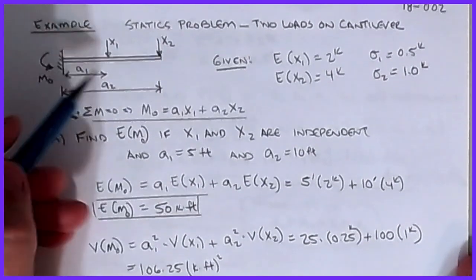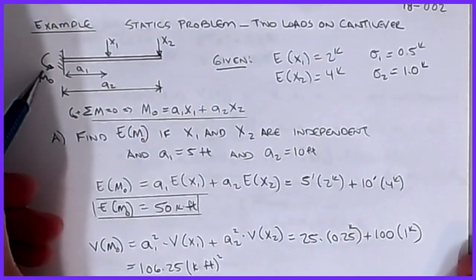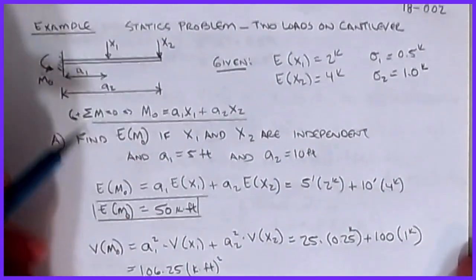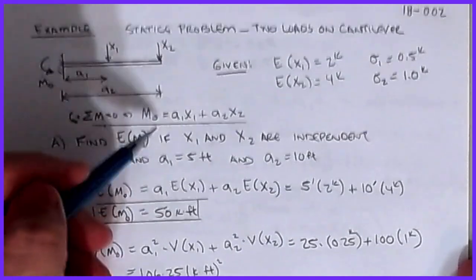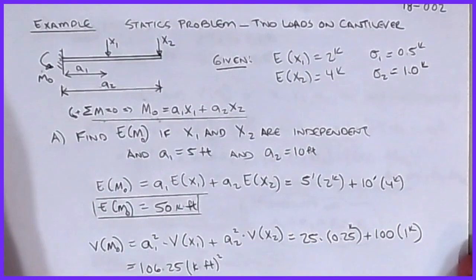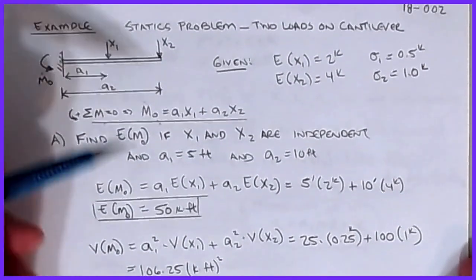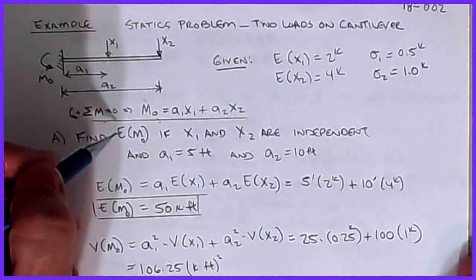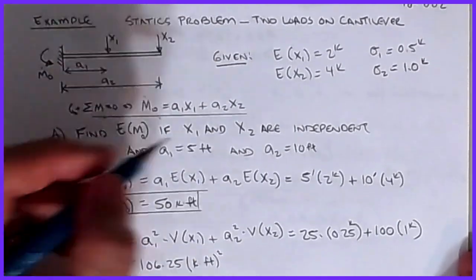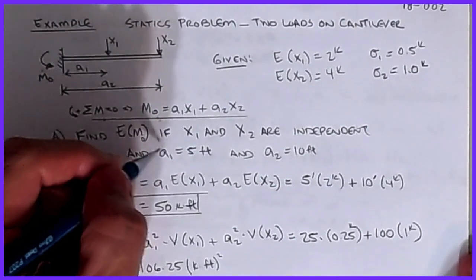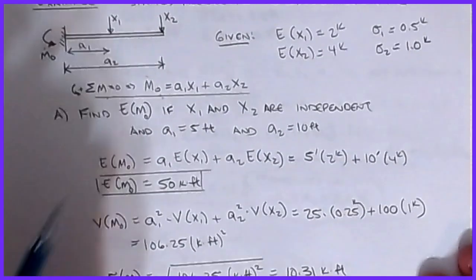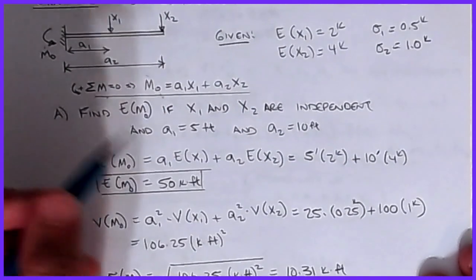Now our linear combination is going to be the value of this moment. If you remember, when we sum moments here, it was a1 times x1 plus a2 times x2. So that's my moment, and that takes on the form of my linear combination. So this is now my random variable y, this M naught. Just for good measure, let's walk through this and do some calculations, and see if we can figure out what the expected value of M naught is if x1 and x2 are independent. We'll take the location of the load a1 as being 5 feet and a2 as being 10 feet. Those are constants, there's no variability in that, it's not going to move.